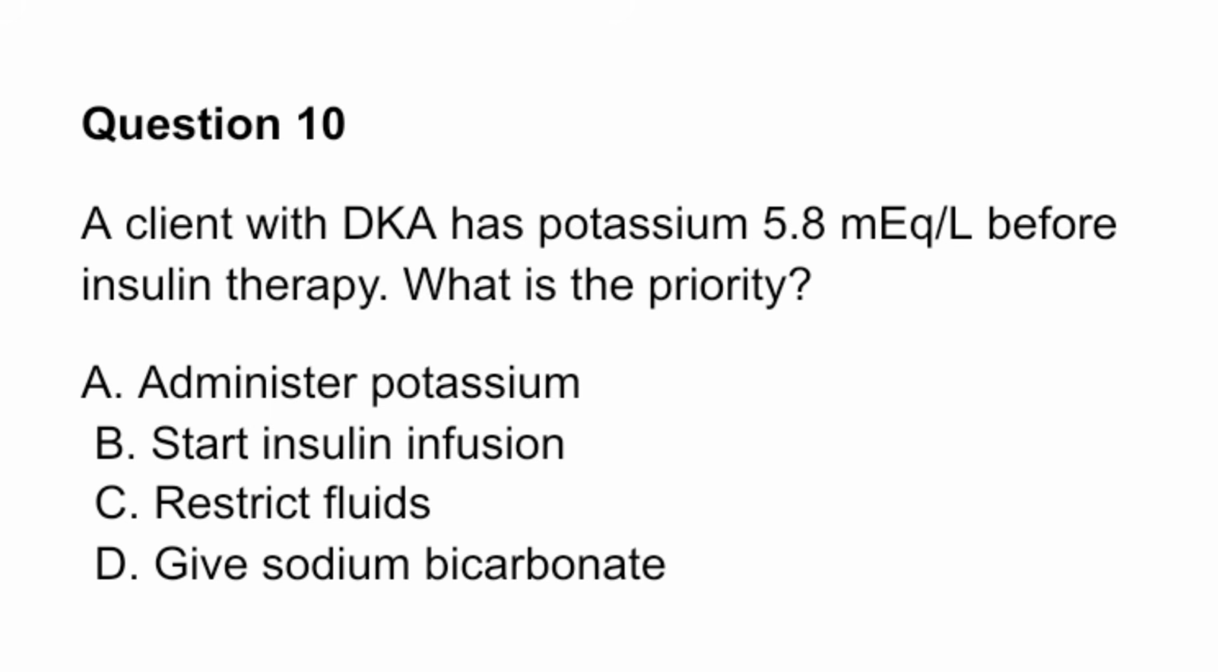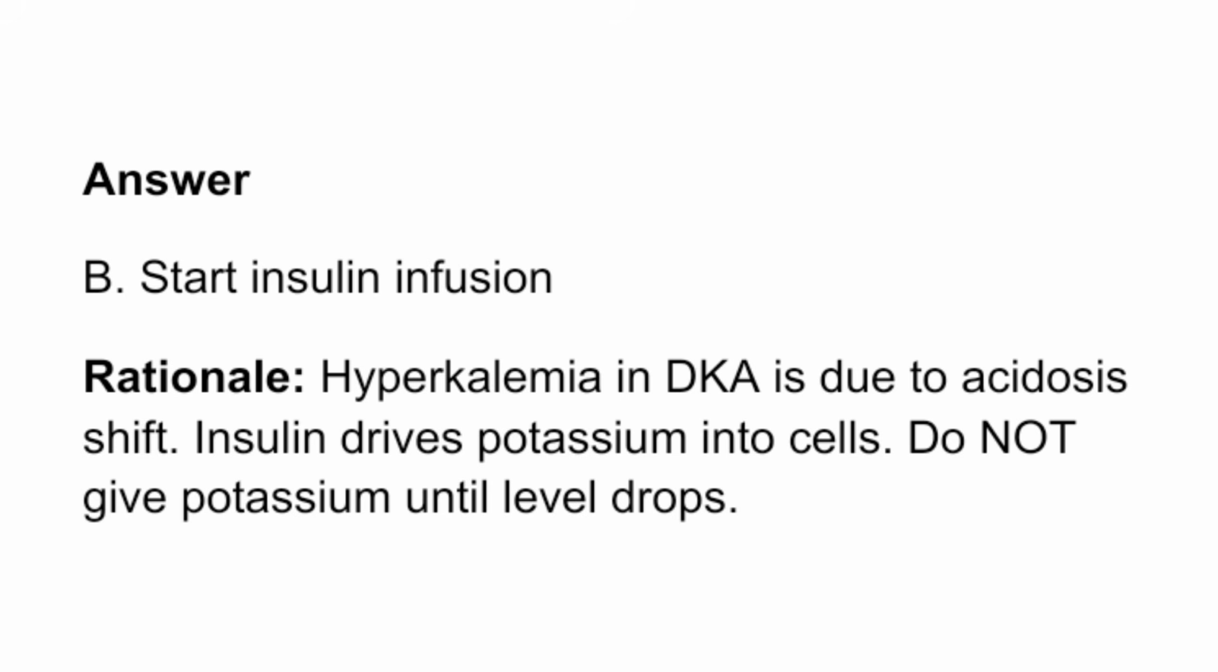Question 10. A client with DKA has potassium 5.8 milliequivalents per liter before insulin therapy. What is the priority? A. Administer potassium. B. Start insulin infusion. C. Restrict fluids. D. Give sodium bicarbonate. The answer is B. Start insulin infusion. The rationale is hyperkalemia in DKA is due to acidosis shift. Insulin drives potassium into cells. Do not give potassium until level drops.